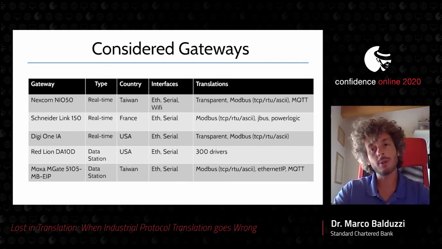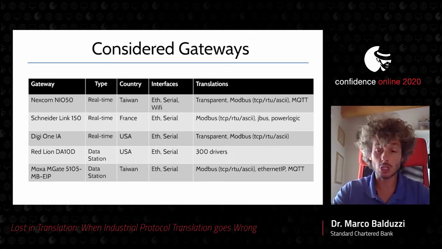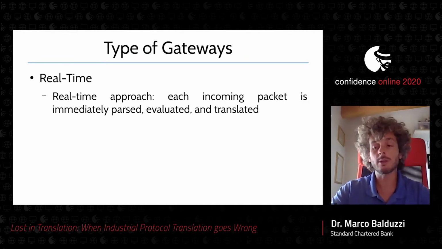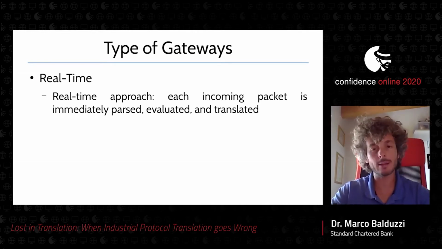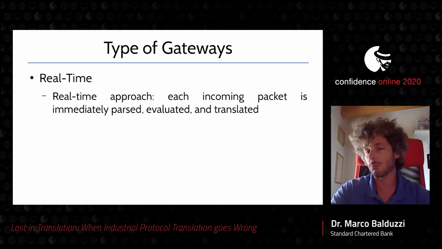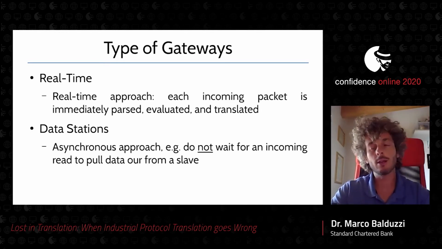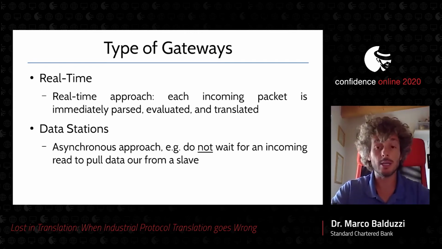There are real-time gateways, like this one on screen here in my hand, and there are data stations. The main difference is that real-time gateways operate in real time. So as soon as a packet hits the inbound interface, the device translates the packet down to the outbound interface. So there is a one-to-one match, if you want, between inbound and outbound traffic. While data stations are more complex devices, and for optimization and performance reasons, they adopt an asynchronous approach. So inbound and outbound are not necessarily in sync.